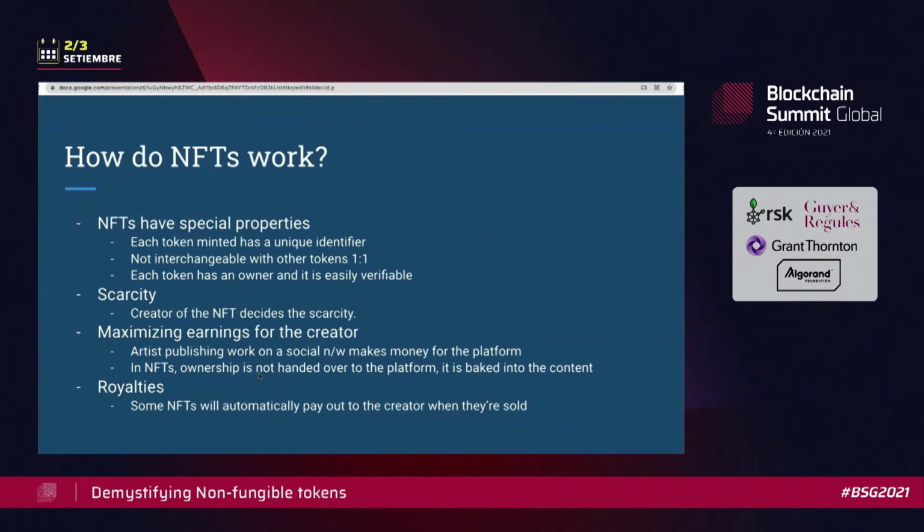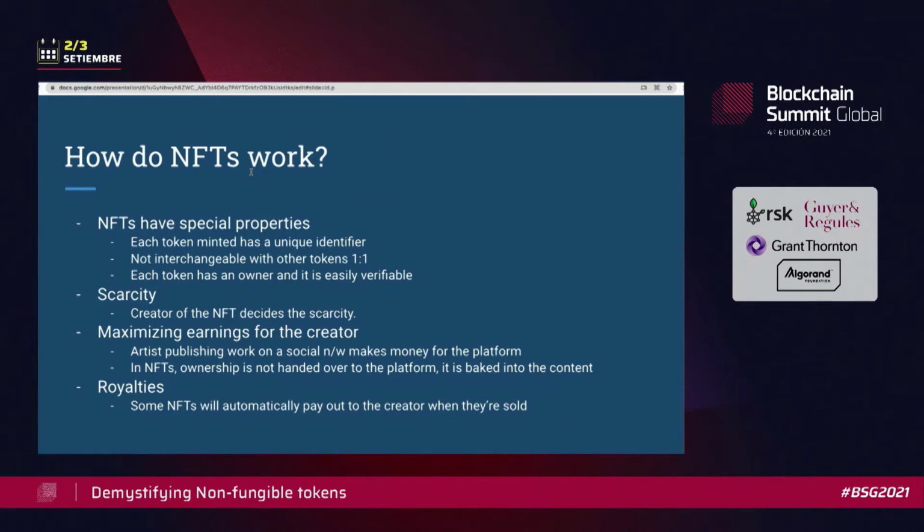So how do NFTs work? NFTs have special properties. Each token that is minted has a unique identifier, and it is not interchangeable with other tokens. Each token has an owner and is easily verifiable. So in other words, if you own an NFT, you can easily prove that you own it. No one can manipulate it in any way. You can sell it, and in some cases, this will earn the original creator some resale royalties. You can hold it forever, resting comfortably, knowing that your asset is secured by your wallet on Ethereum.